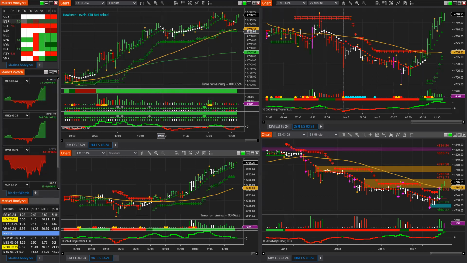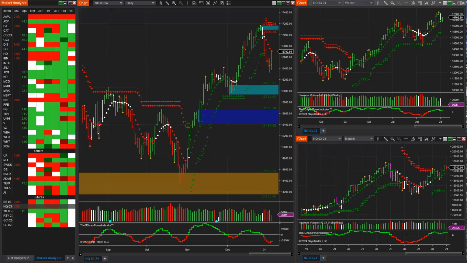Is QQQ a buy on a daily chart? Well, let's take a look. I'll switch back over to my longer term stuff. Based upon the NASDAQ right now, long term, it is already in a buy structure. The buy came in November.